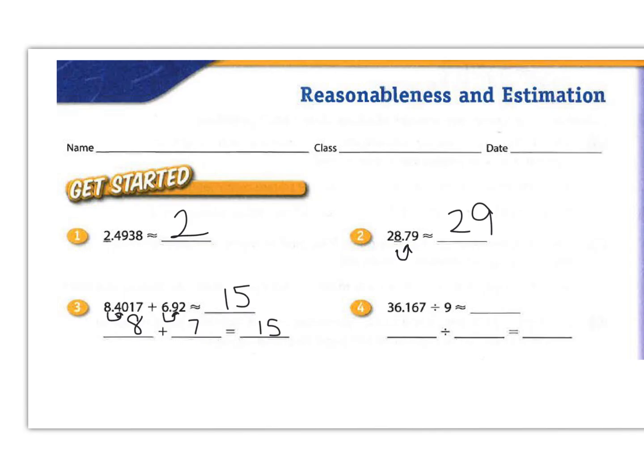Now we're going to do 36.167 divided by 9. Well, we already got the whole number of 9. And then we look at the number behind here. The 1 makes it stay, so 36 divided by 9, which is 4. So it's about 4. That is a reasonable estimate.